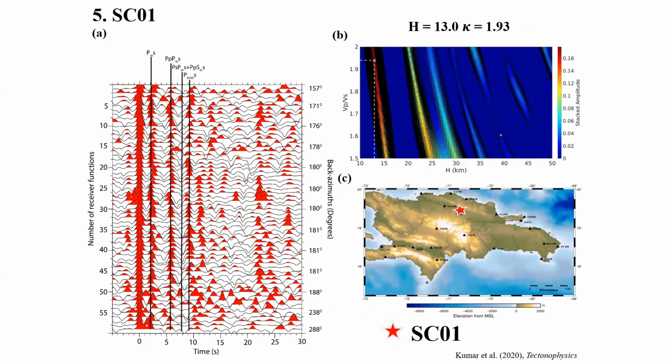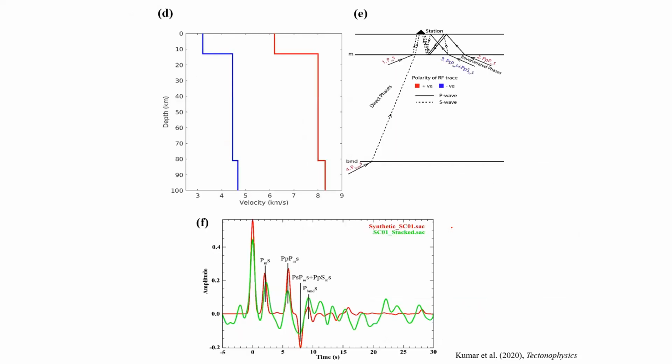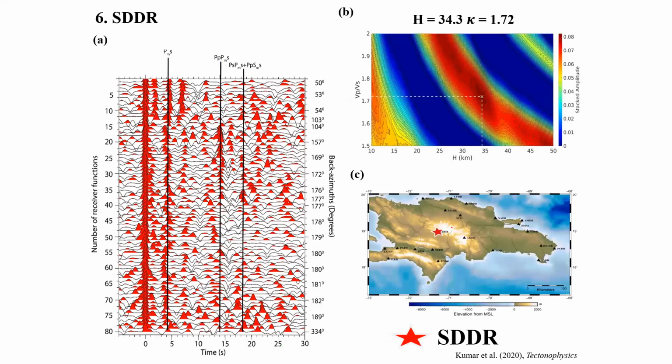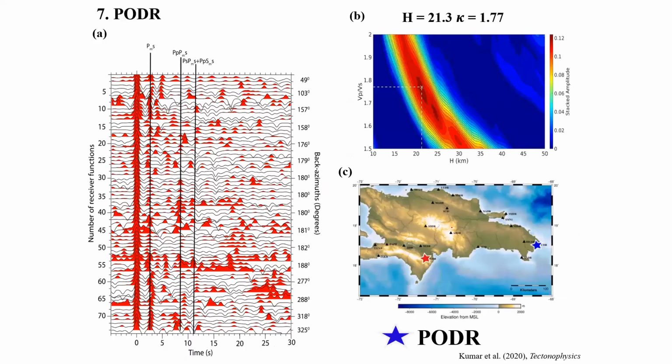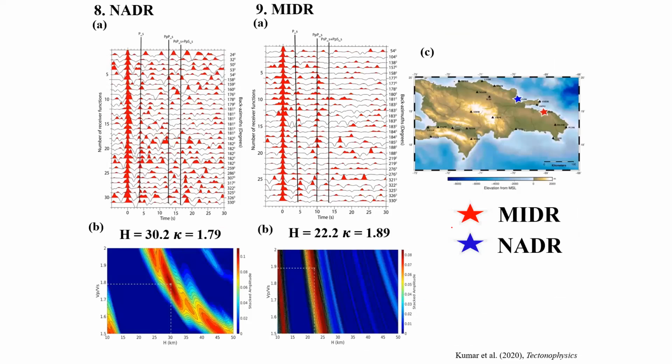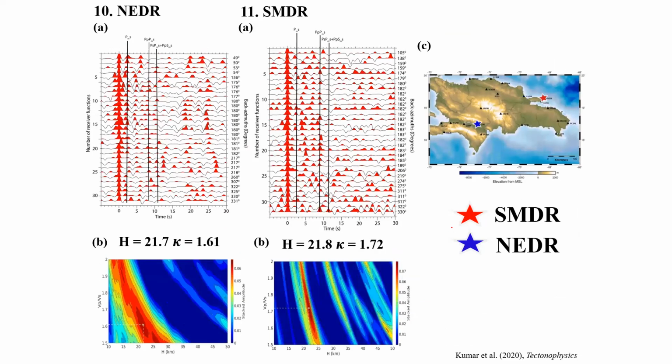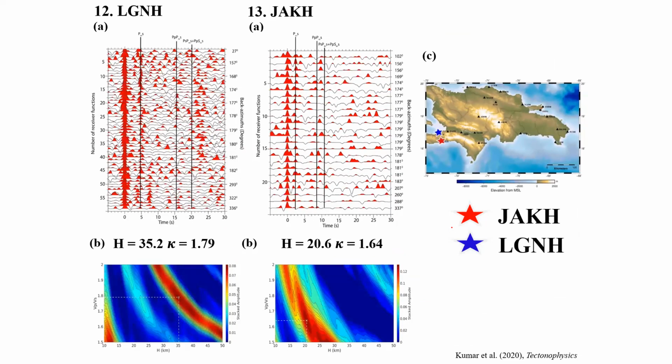And this is the same result for another station, SC01, nearby the Pico Duarte peak, as I showed you in the map. The H that he produced was around 13 kilometers and kappa is 1.93. And this is for SDDR, the same thing. This is for PODR, NADR and MIDR. This is for NEDR, SMDR. This is LGNH and JKH.